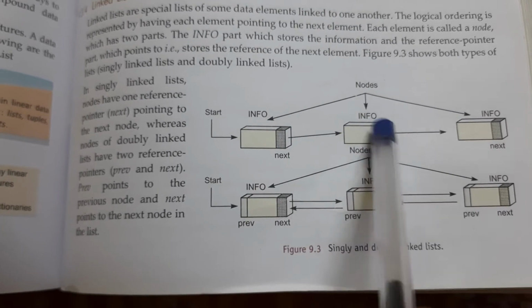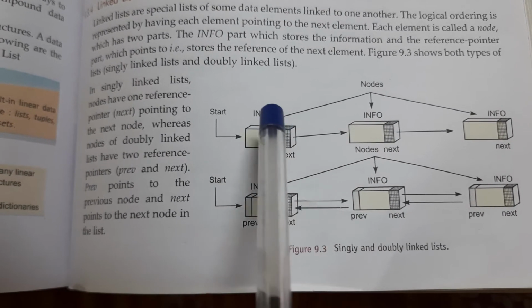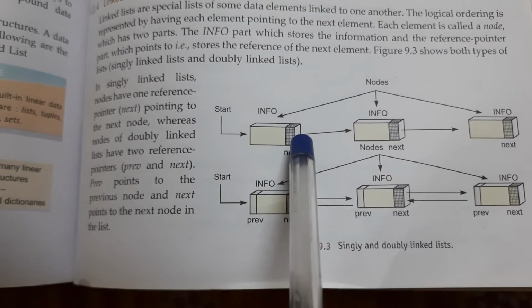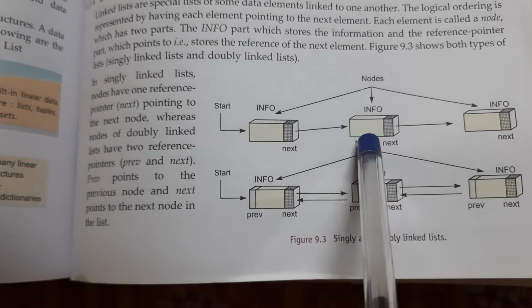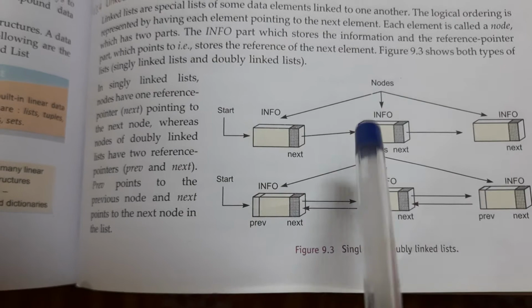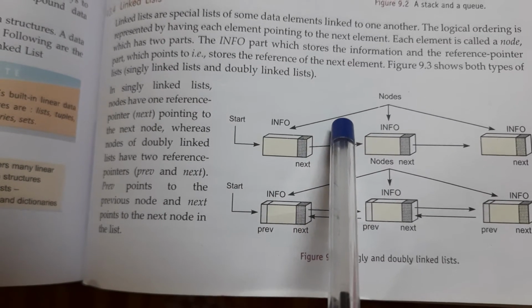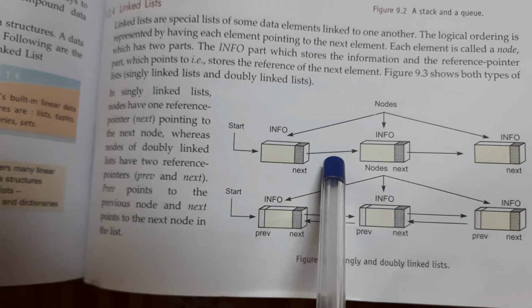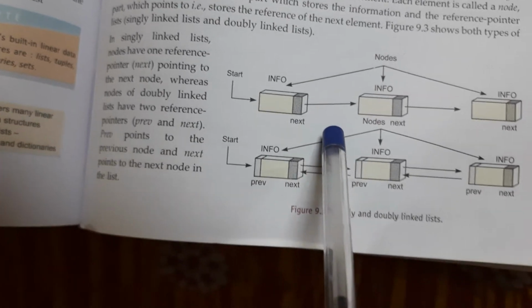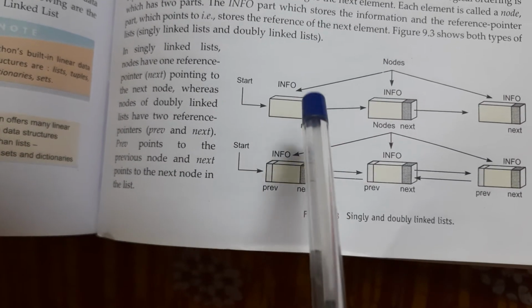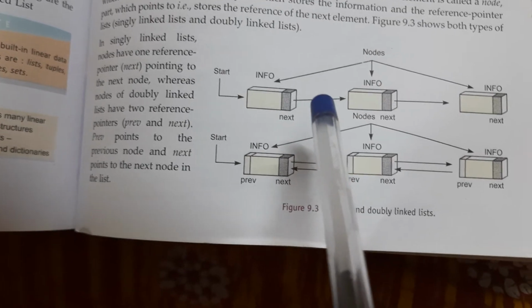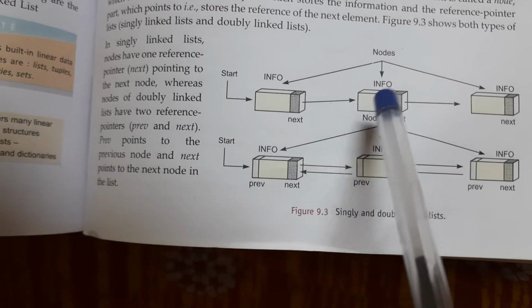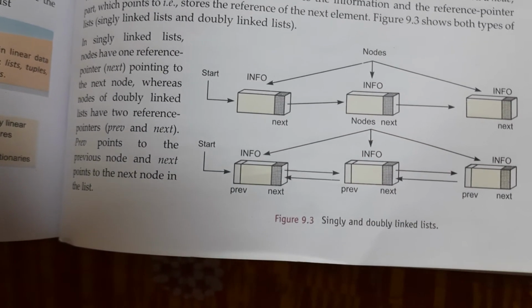We call this box a node. A node is divided into two parts: one is the info part, another is the address part. They have taken that as next. Next means it is going to connect the next element. You know what the main purpose of linked list is? In arrays I told you similar data type elements are stored under a single name. When we talk about a linear list, an array requires consecutive memory locations, whereas in a linked list, suppose we don't know where the elements of the list are getting stored.